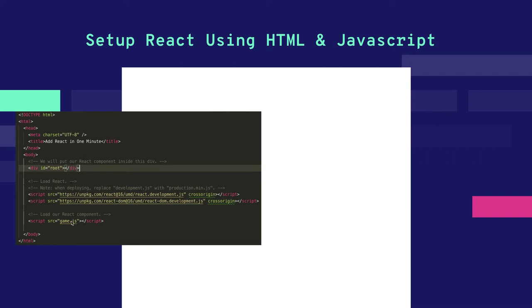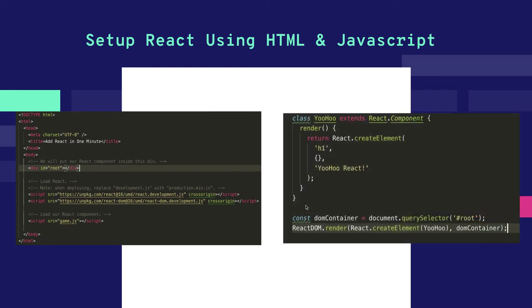So let's see what we are going to write in game.js. Basically, we are writing ReactDOM.render. We want to render using the ReactDOM API, which is provided by React DOM. And then what we want to render is React.createElement, this Yahoo, inside a DOM container. DOM container is nothing, as we discussed, we want to render everything in the element with id equal to root.